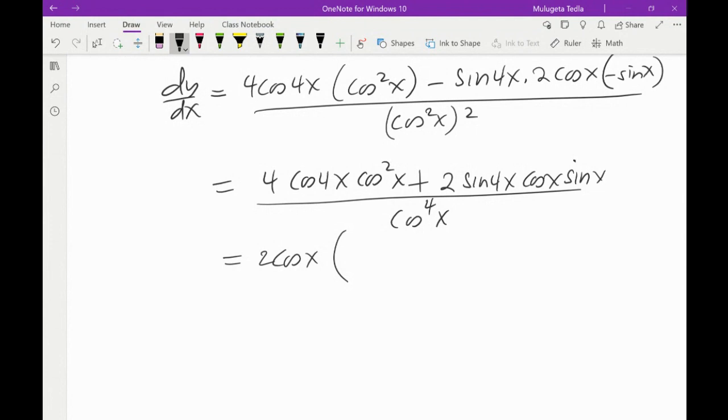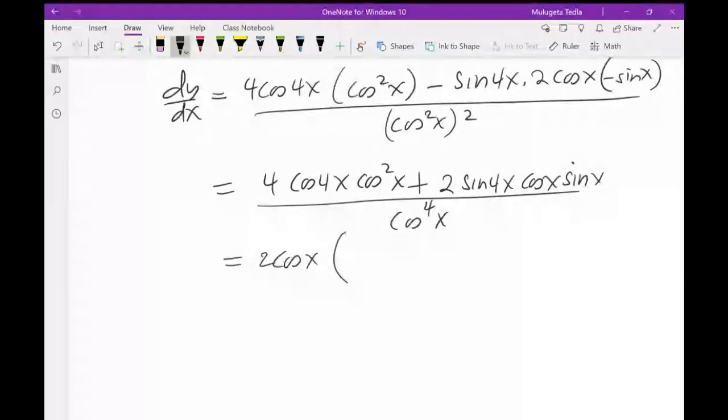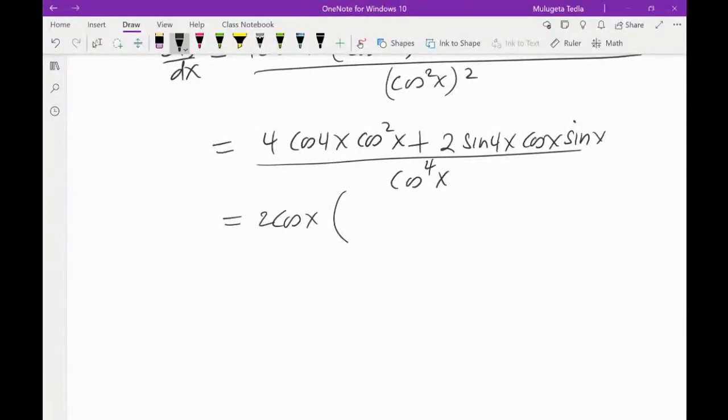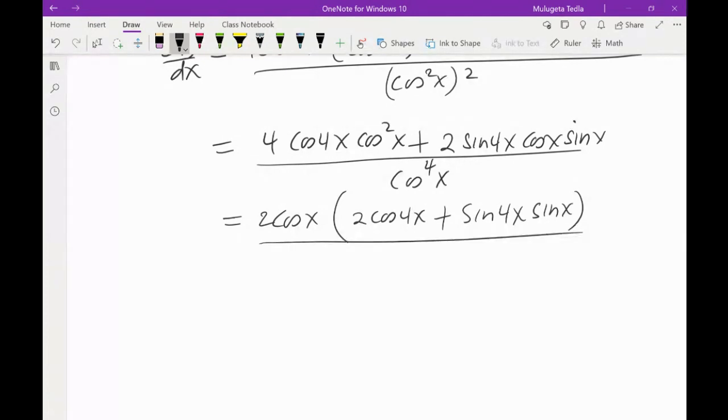Any suggestion? Okay. Let me finish and then we'll discuss about it. 2 cos x, and I have 2 cos of 4x plus sine 4x is in, sine x is in, over cos of 4x.